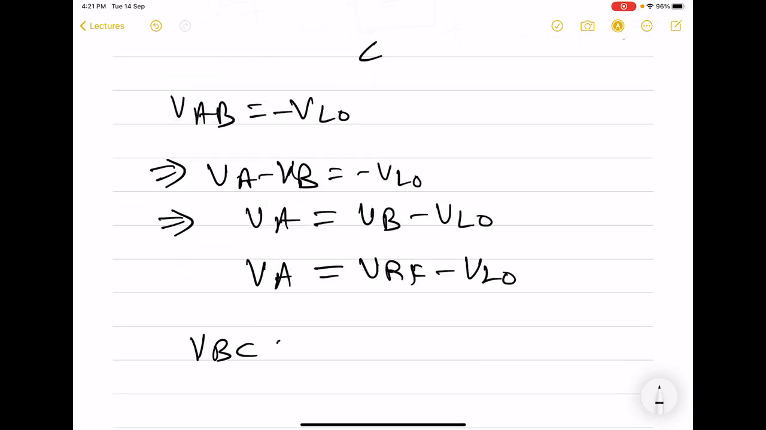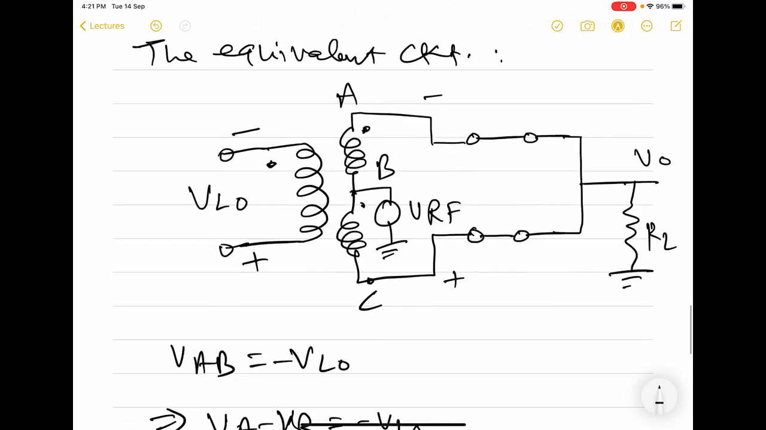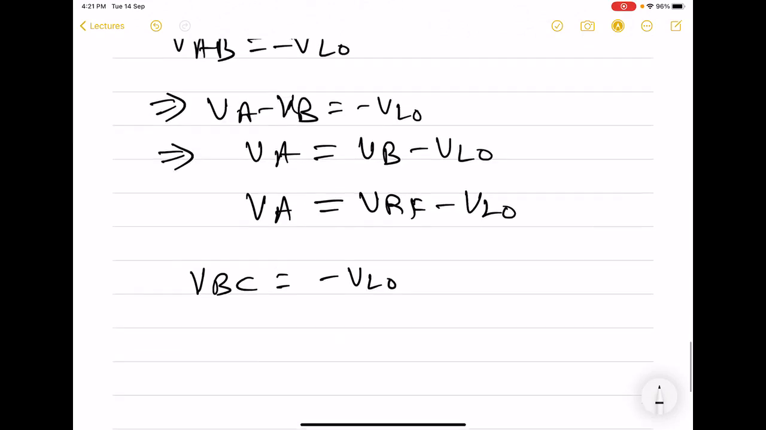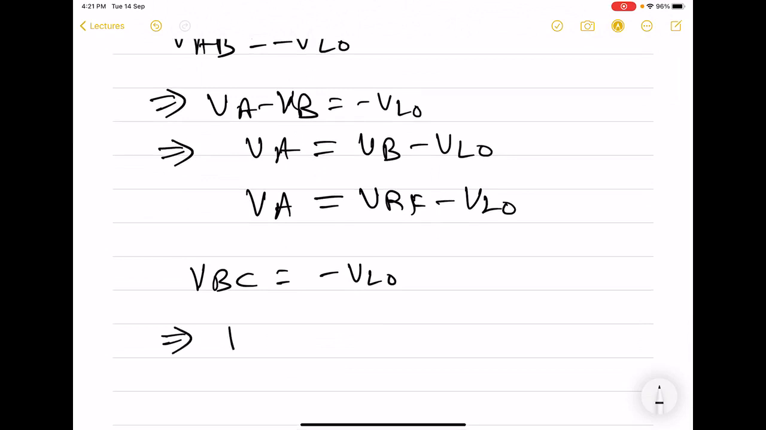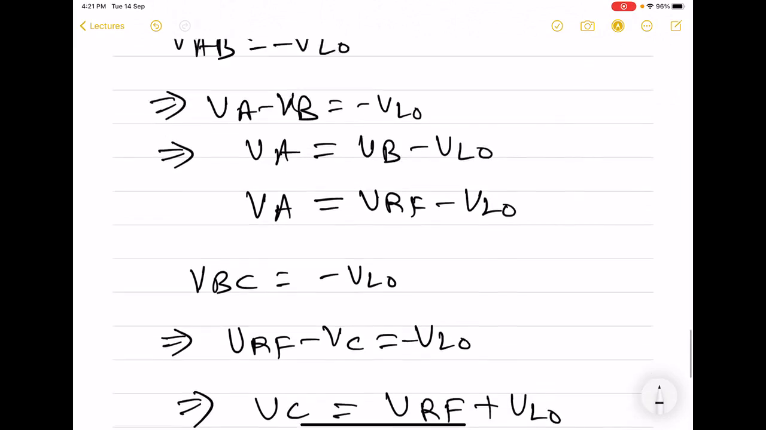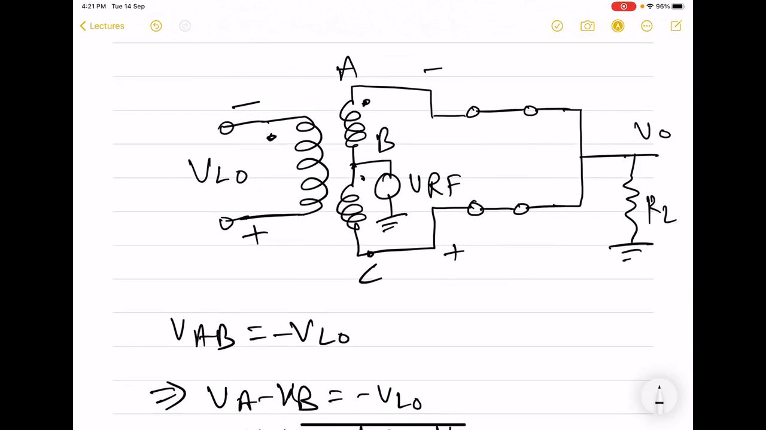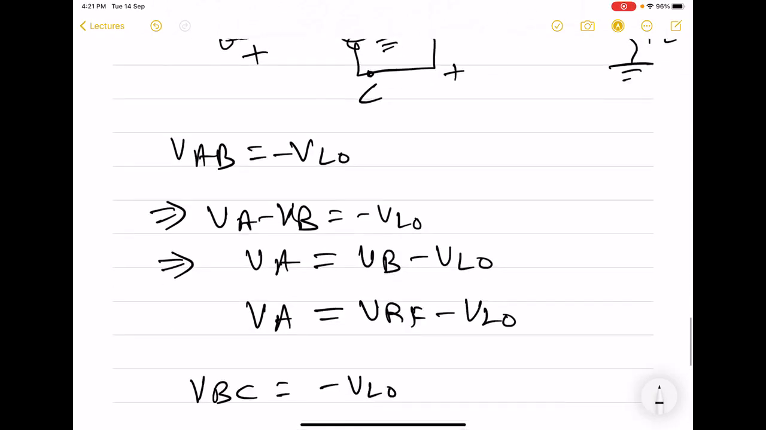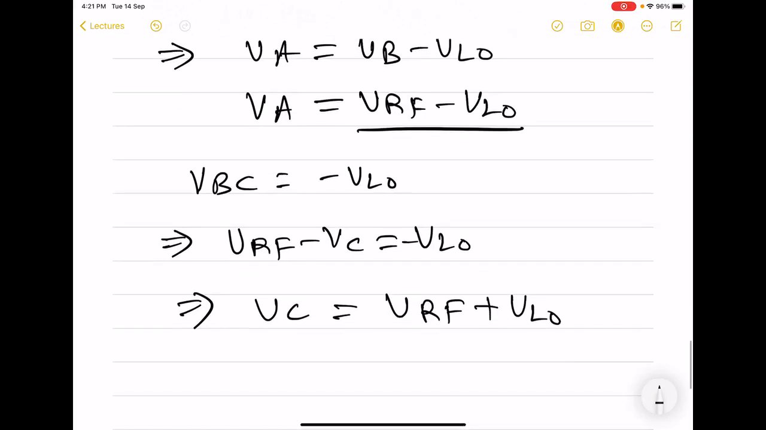Similarly, VBC is also negative, and VB is equal to VRF minus VC is equal to VLO. So here we see that VC is equal to VRF plus VLO. So now here we see that node A is a series combination of two sources, and this is also a series combination of two sources.